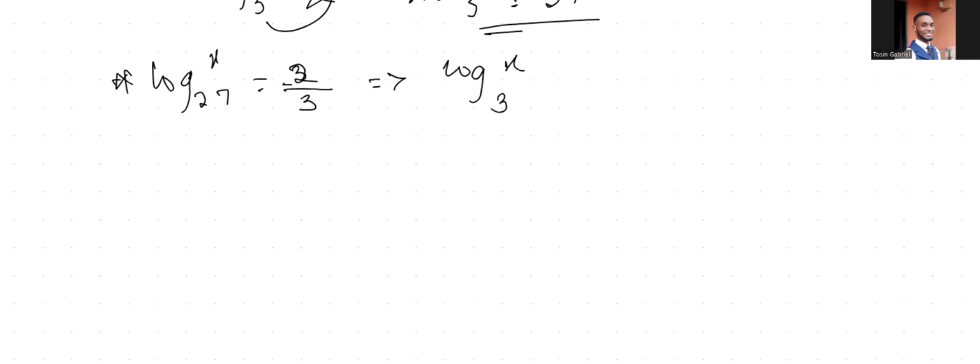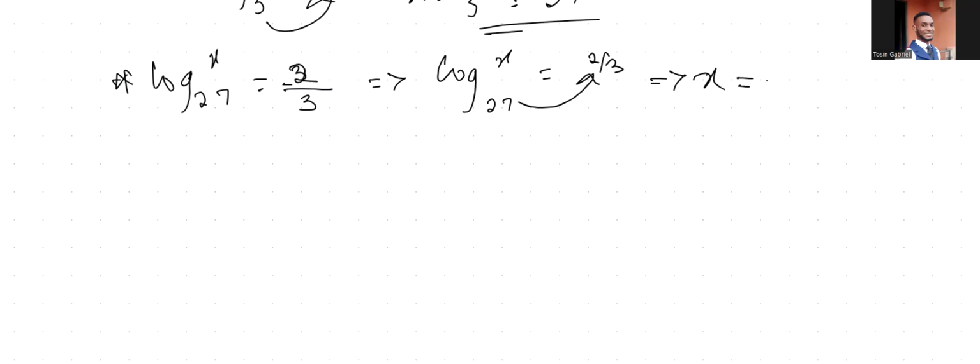Let's say that we have log x to base 27 is equal to 2 over 3. For us to solve this type of question, it's very easy. Okay, so let's write it well. So it's going to be log x with base 27, which is equal to 2 over 3. So we push this up, and you have that x is equal to 27 raised to the power of 2 over 3.